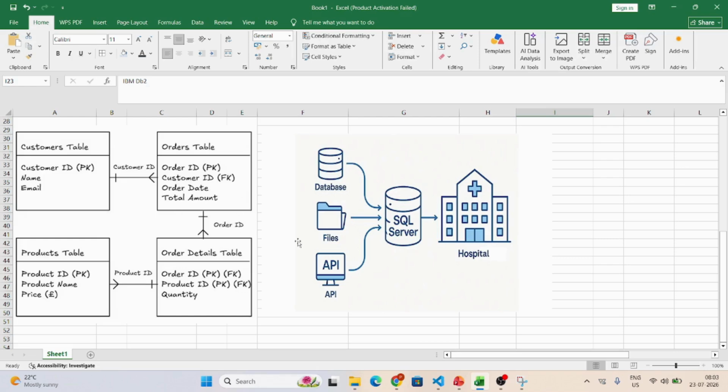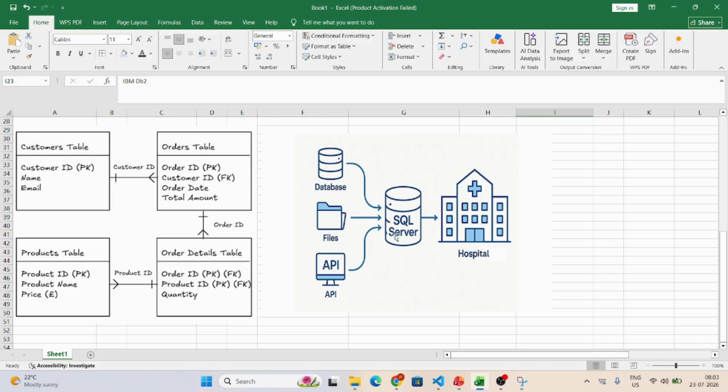Moving forward, whenever we come to the SQL topics, we will understand primary key and foreign key much more: what is the purpose and why we need to use them for relationships between tables.